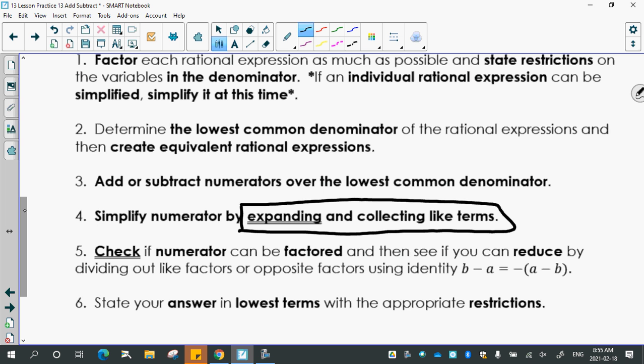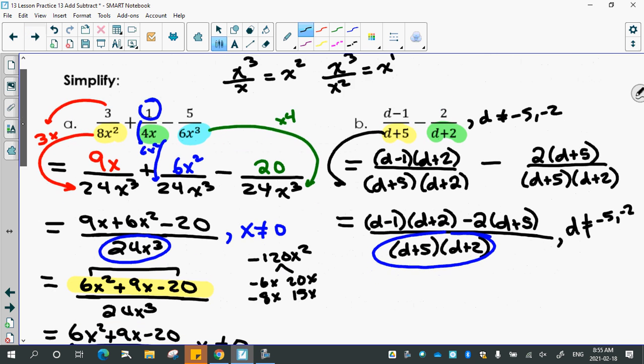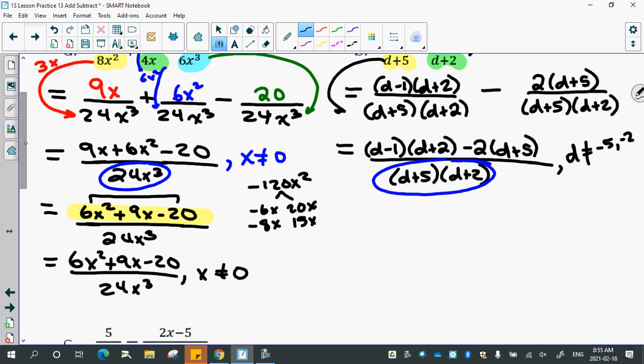Simplify the numerator by expanding and collecting like terms. This is something we're not used to doing. Expand the numerator. So how do I expand d minus 1 times d plus 2? How do I expand that? Back to grade 10 now. Remember that? Multiply the binomials together.